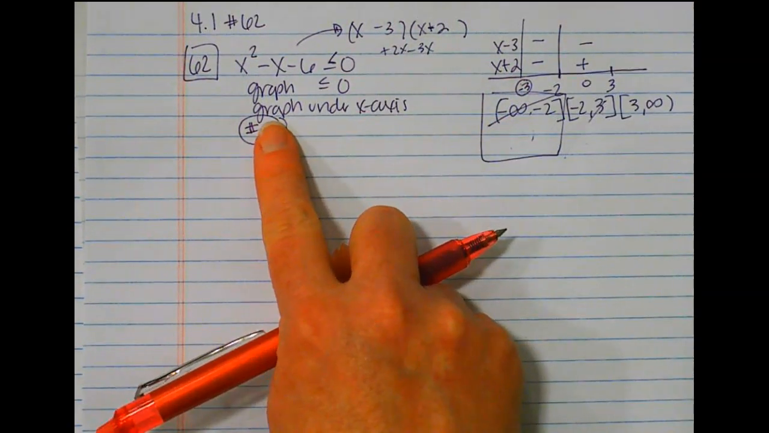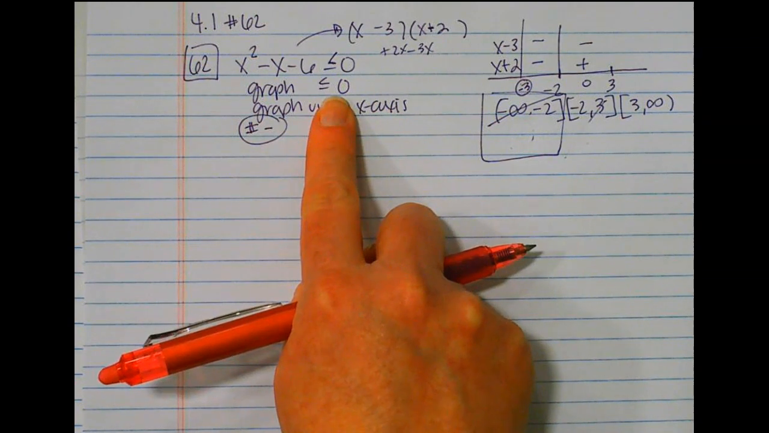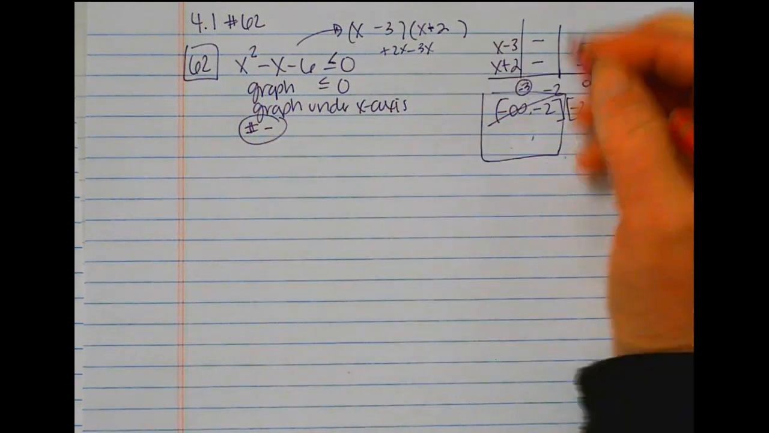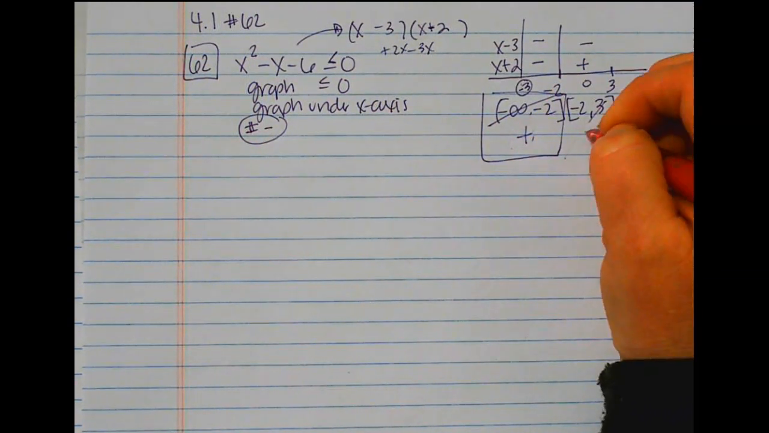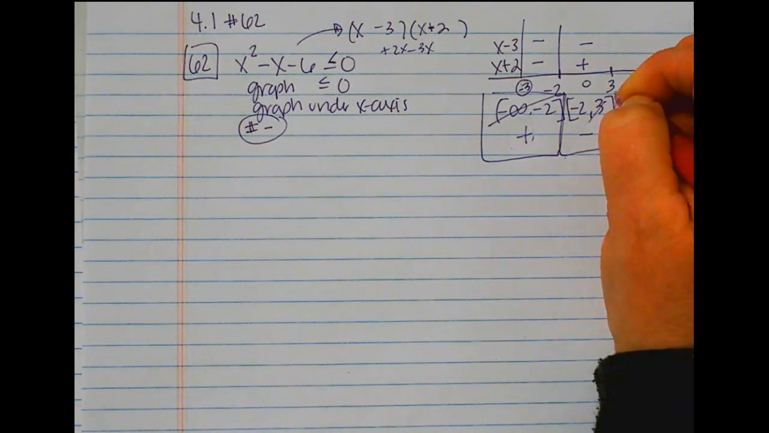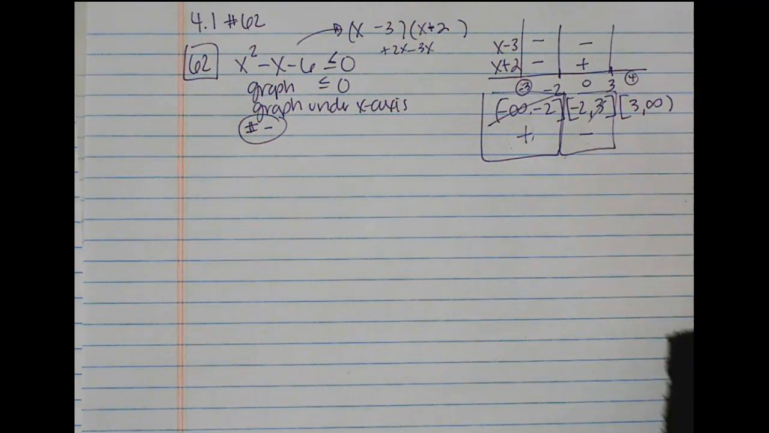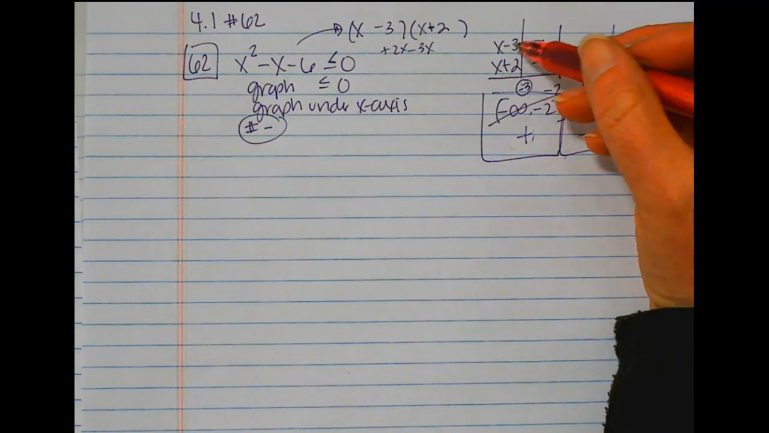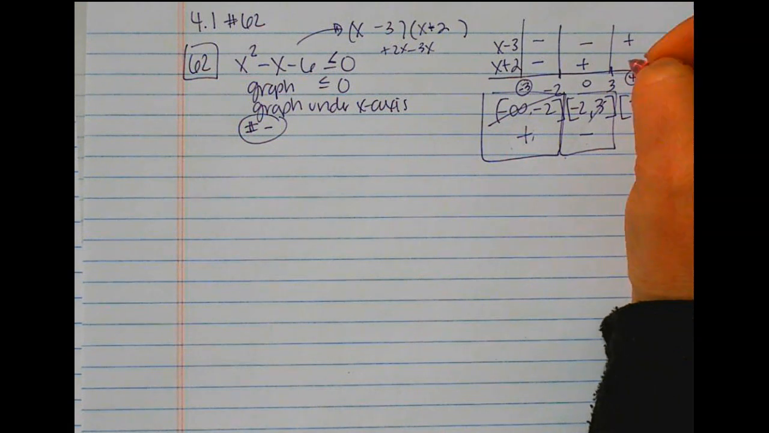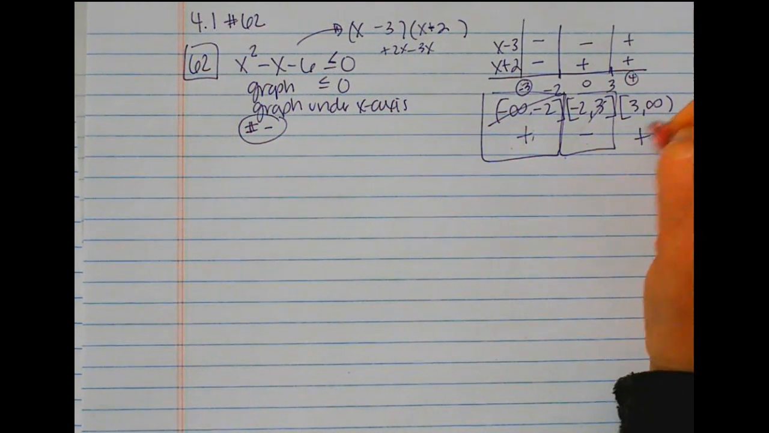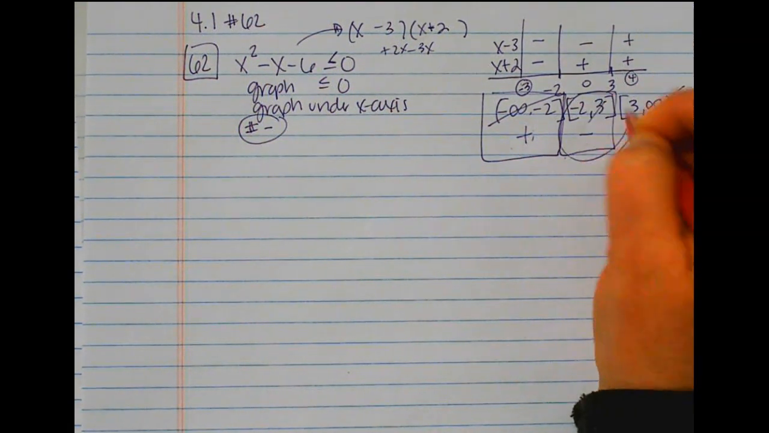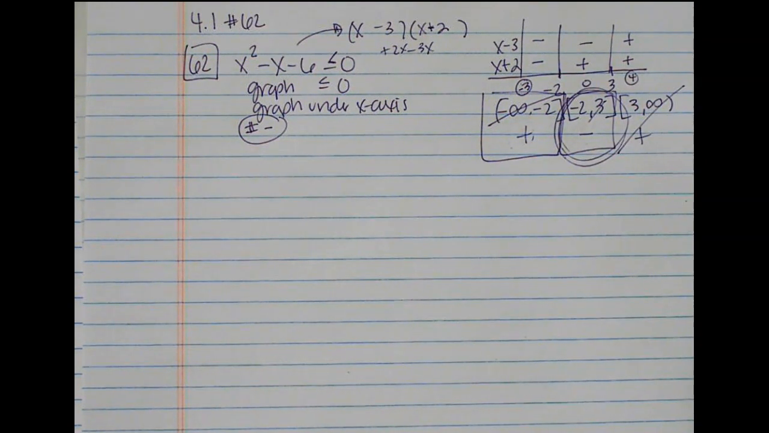I was supposed to find where the graph is under the x-axis, less than 0. I'm looking for negatives, so this positive is bad. This negative is good. And then for 3 to infinity, I'm going to try 4. 4 minus 3 is positive. 4 plus 2 is 6. That's positive. This is positive, so that's bad. So this asked me a backwards question. I needed the negative values.